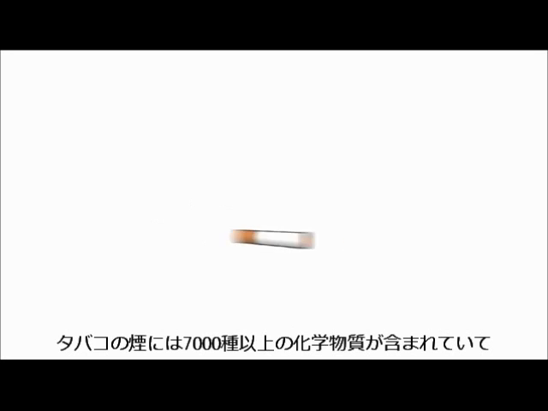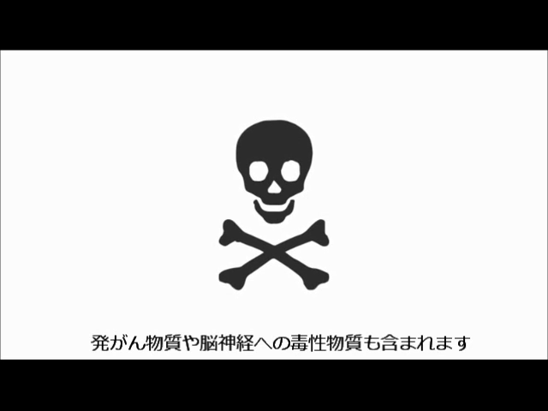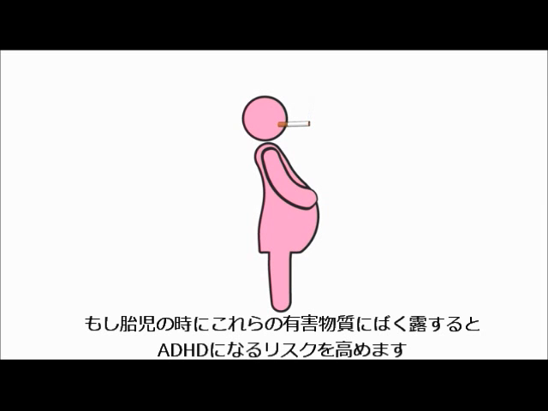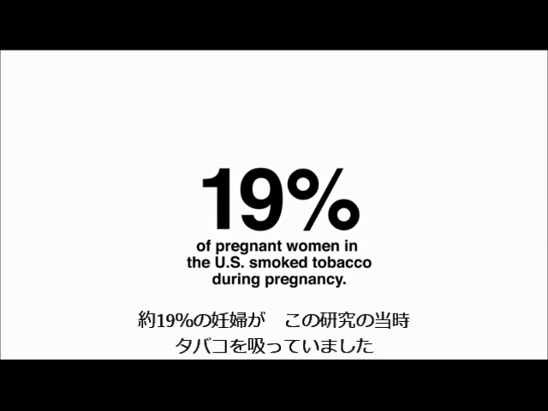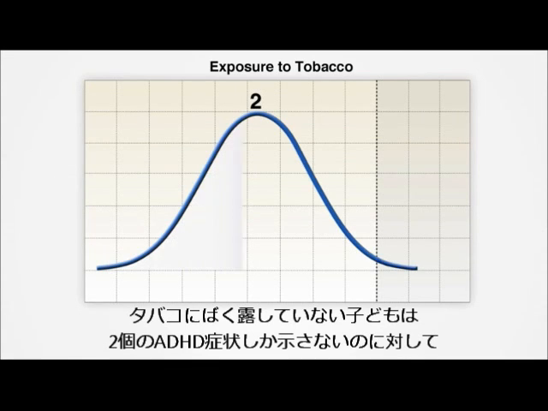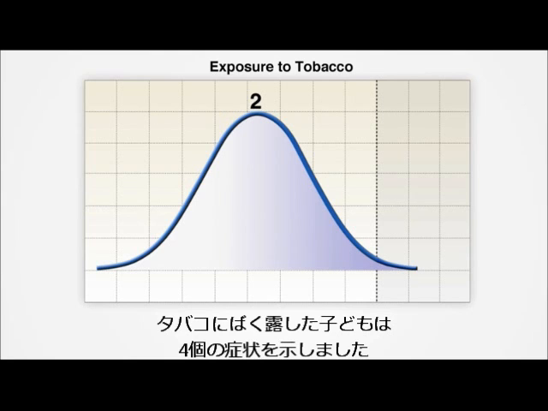Let's look at another exposure, tobacco. Tobacco smoke is comprised of over 7,000 chemicals, including carcinogens and toxins that affect the brain. If a child is exposed to these toxins during pregnancy, they are at higher risk to develop ADHD. About 19% of pregnant women in the United States smoked tobacco during pregnancy when this study was done. The typical unexposed child from this subgroup has 2 ADHD symptoms. In contrast, the tobacco-exposed child has 4 symptoms.